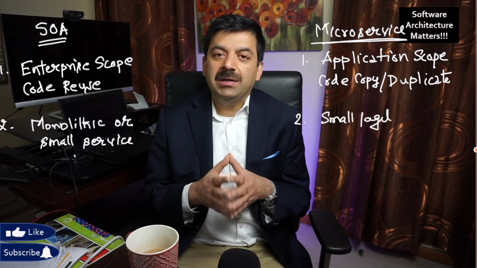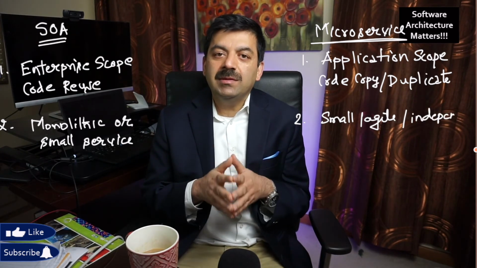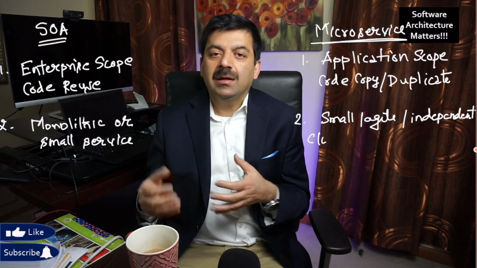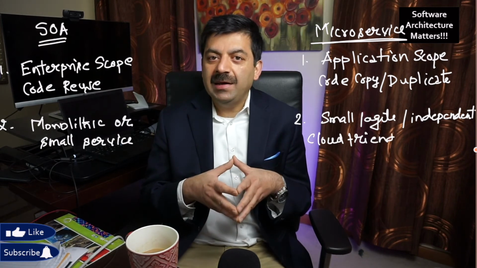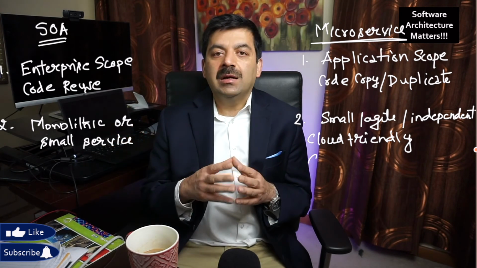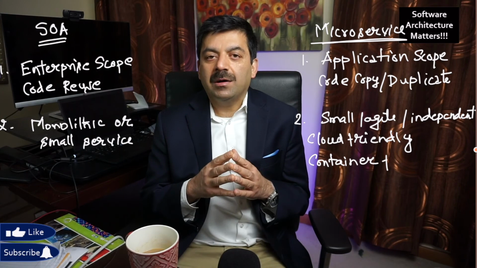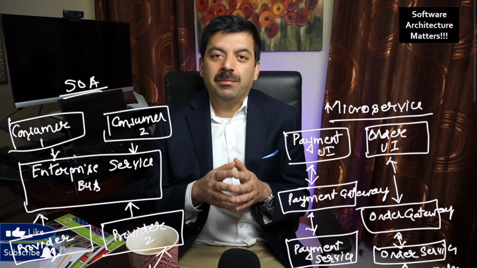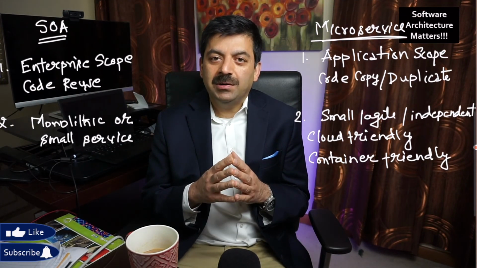The second big difference between service-oriented architecture and microservices was that most service-oriented architecture used an enterprise bus, and this enterprise bus introduced a single point of failure, whereas microservices are independent of each other. Another big difference was that service-oriented architecture used shared databases, whereas in microservices architecture, each microservice has its own database.